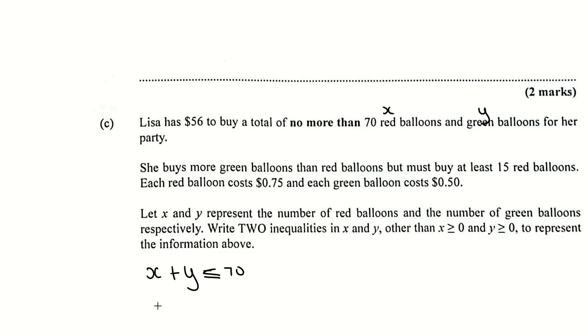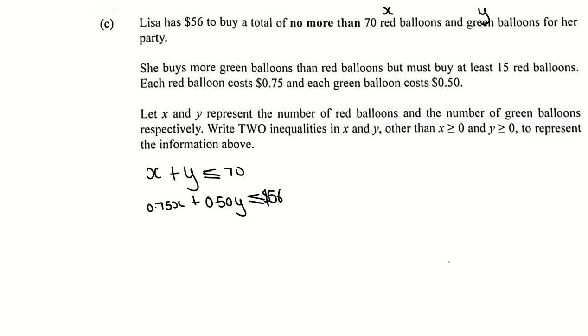Then when we look at the cost for all the red balloons, it would be 0.75 times x, plus 0.50 times y for the cost of all your green balloons, and it should be less than or equal to $56. Why less than? Because you have $56. Obviously you can't spend more than what you have, right? So from the first line, these are the two inequalities we have gotten. They tell you to write two inequalities, but I'm going to write all the inequalities.